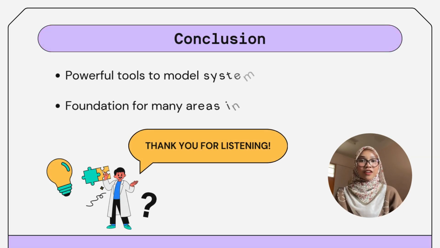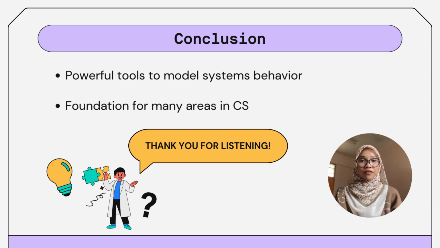So to conclude, finite state machines may seem abstract at first, but they are powerful tools to represent systems with predictable behavior. As a student of discrete structure, learning FSM gives me a strong foundation for many advanced topics in computer science.